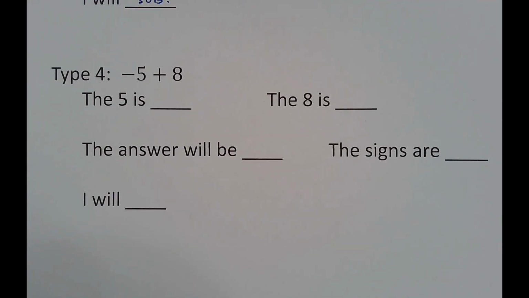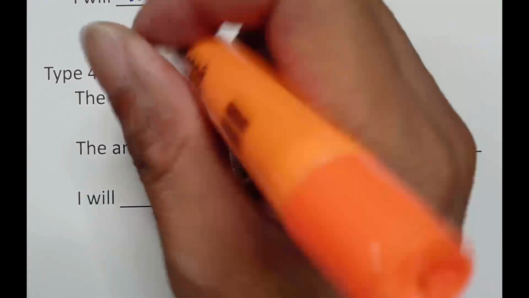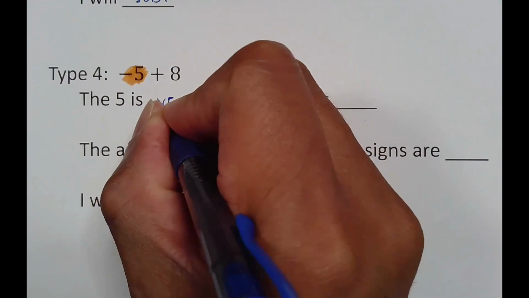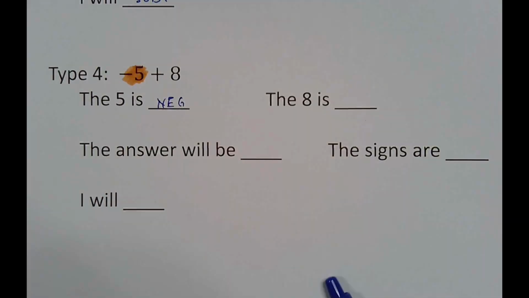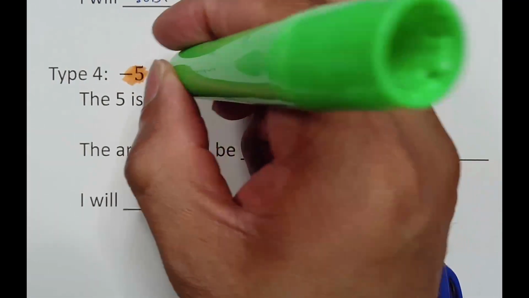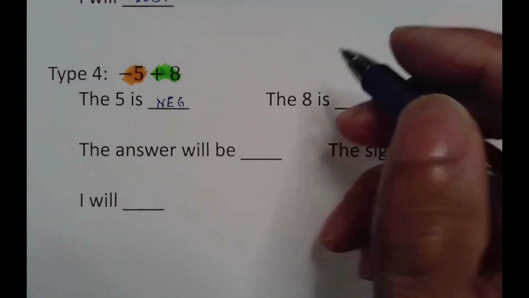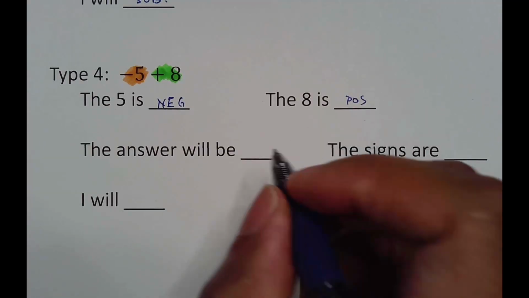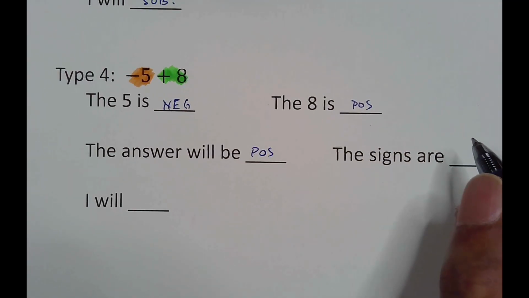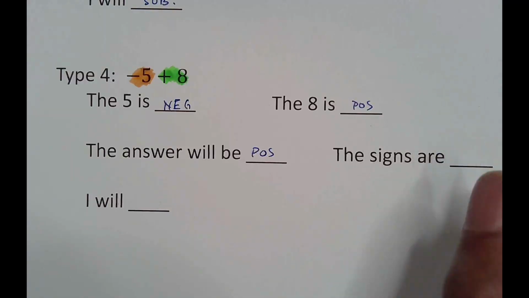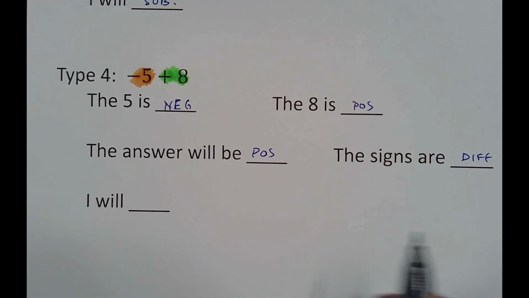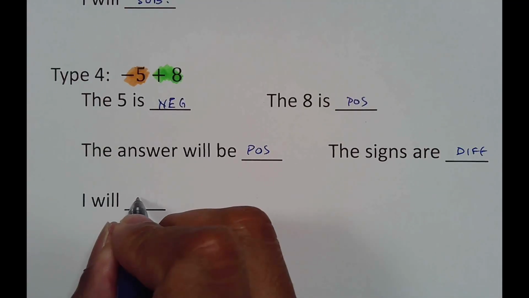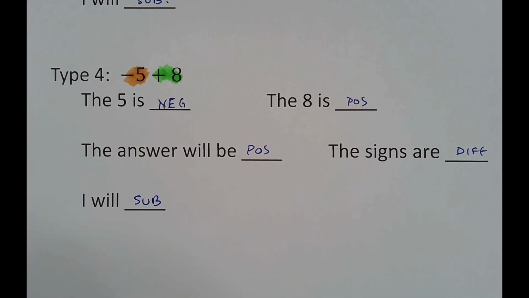And type 4. Looking at the 5, there's a negative in front, so that's negative. Looking at the 8, there's a plus in front, so that's positive. The answer, well, the 8 is the bigger number. 8 is positive, so your answer will be positive. The signs are negative and positive, so they are different. If the signs are different, the two groups don't get along with each other, people will leave, the group will get smaller, so you will subtract in that case.